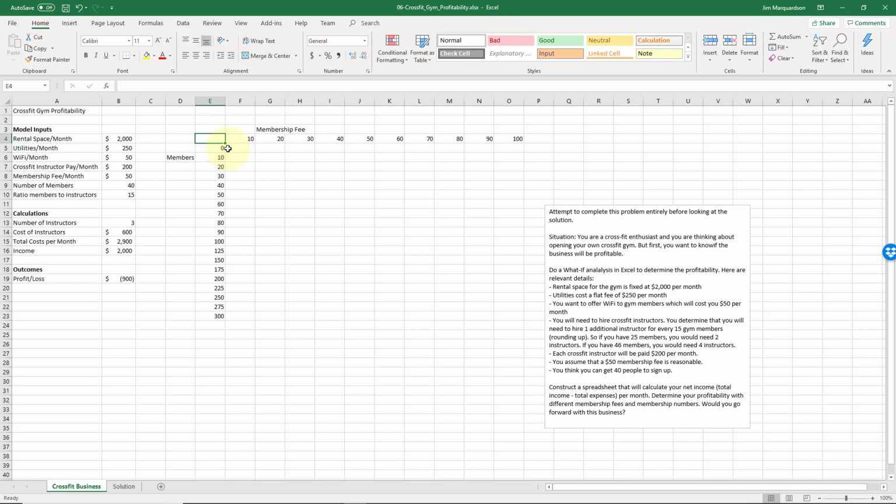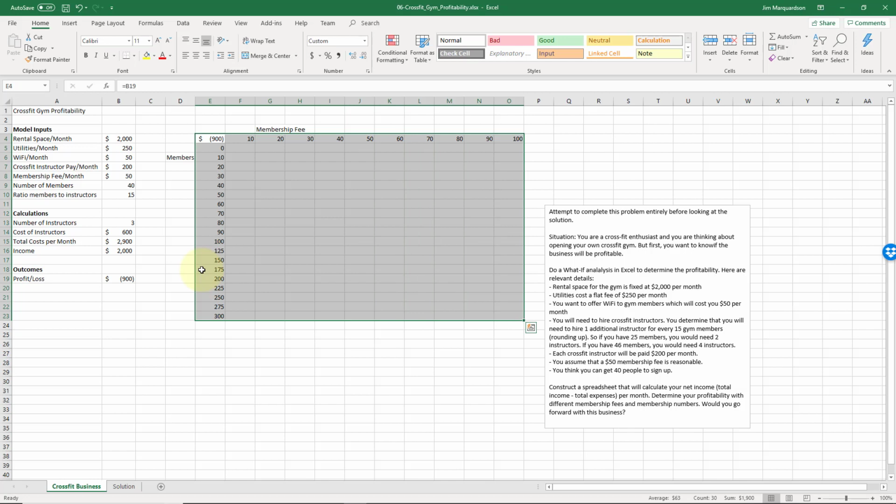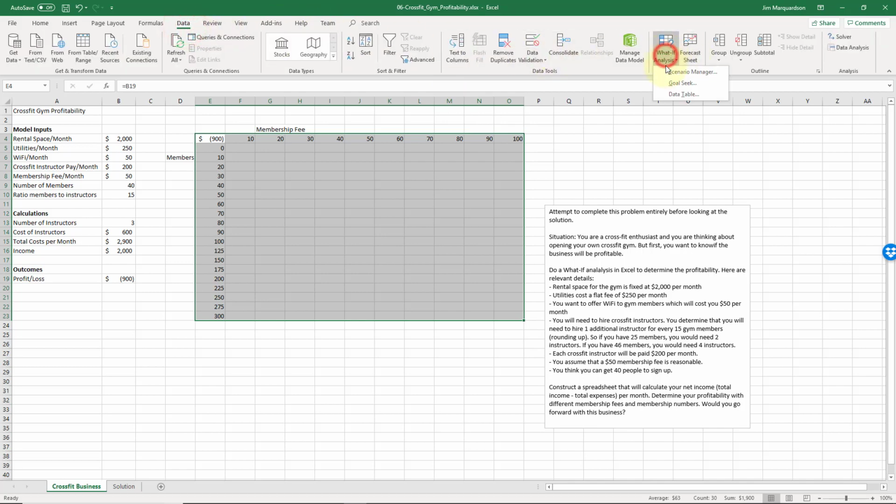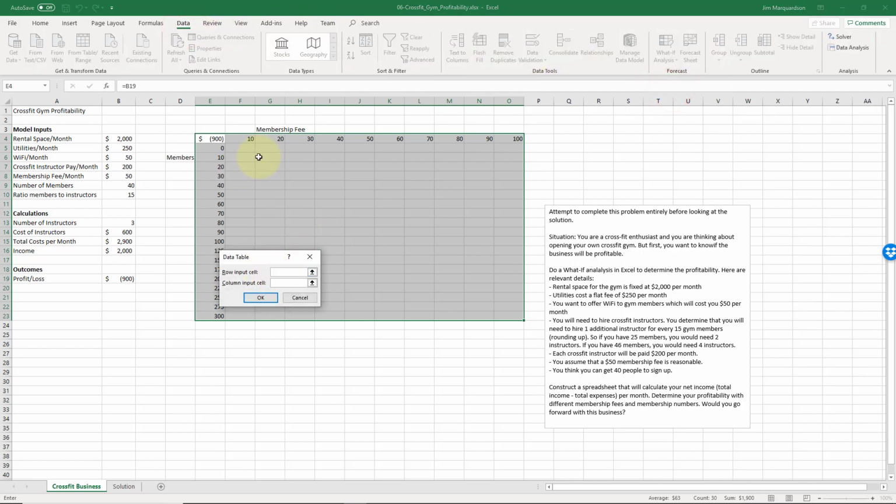Now to create this two-way data table, my outcome variable I'm going to put at the top left here. It's the profit or loss. And then I'm going to select all these values, not including the headers, just the changing inputs. And then I'm going to go to Data, What-If Analysis, Data Table. So the row input cell, I've got this membership number in the row.